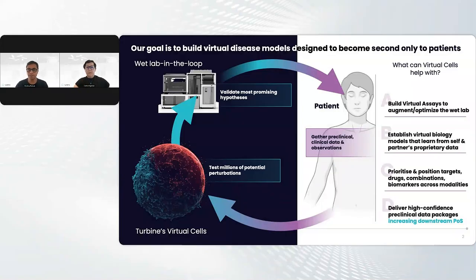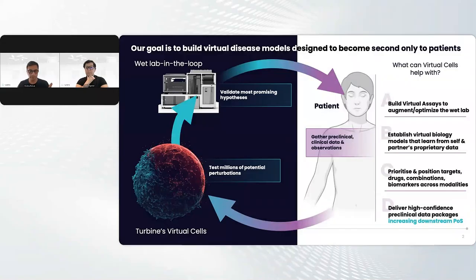But what can virtual cells help with? Fundamentally, we build virtual assays, and virtual assays are literal in silico representations of the experiments that you do in the lab itself, and how virtual assays can help optimize what you do in the lab: which assays to pick, which models to pick, and how large a screen to run.